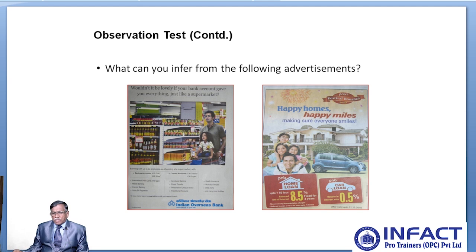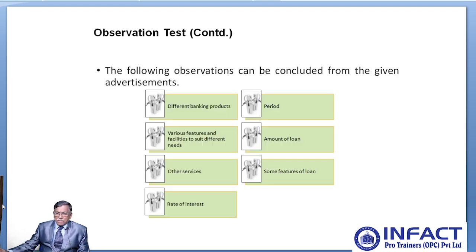See these 2 pictures. Just think over what you can infer from these advertisements. The following observations can be concluded from the given advertisements. The first one is different banking products, various features and facilities to suit different needs, other services, rate of interest, then period, amount of loan, some features of loan.